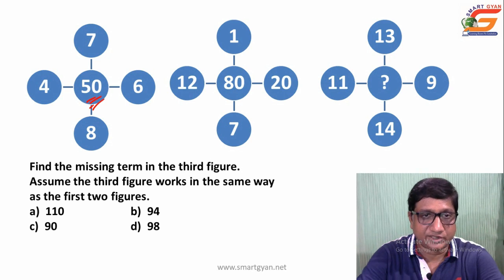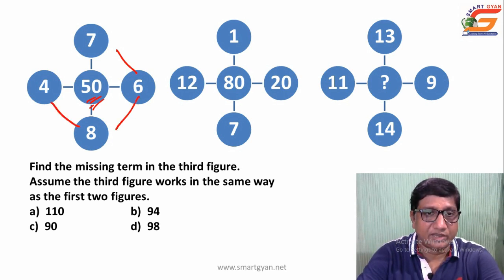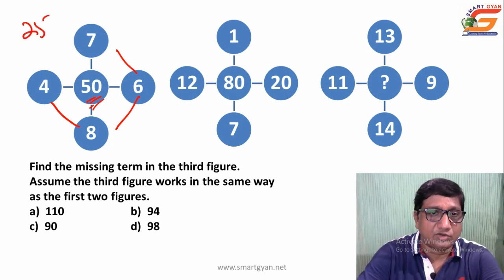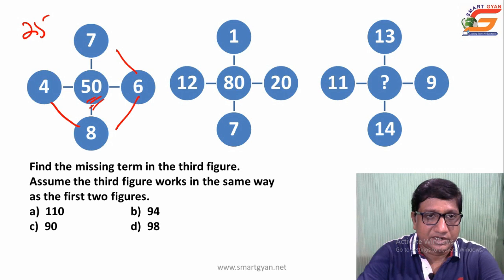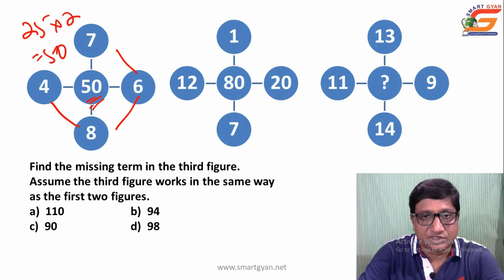Let us check by the basic operation, that is addition. 7 plus 6 is 13, plus 8 is 21, plus 4 is 25. So the sum of all these outer figures is 25, but the center is 50. Is it related? 25 into 2 is 50. Let us check the others also.